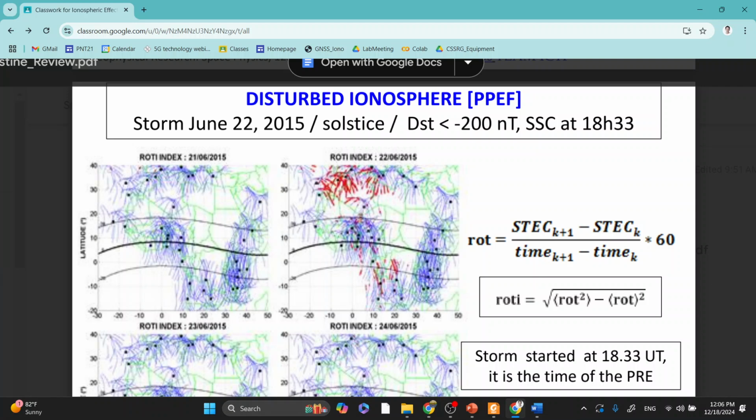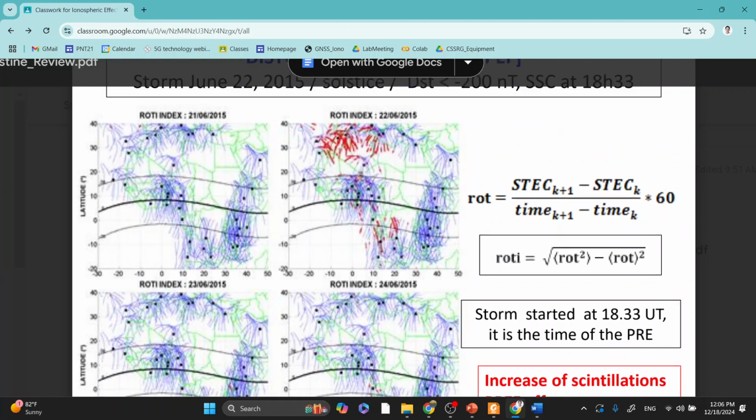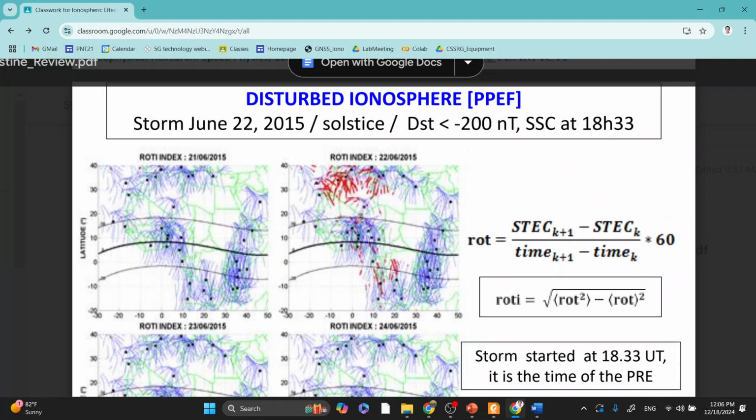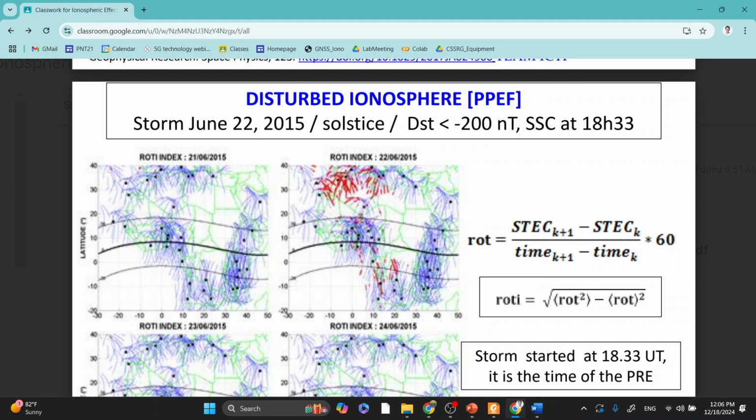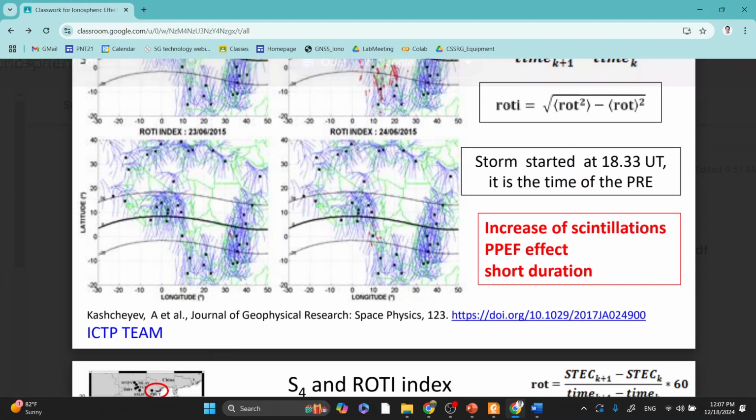Another one is PPEF. Here, she shows the work in 2015 as well. There's a storm during solstice, also very, very strong. And in this case, on 22 June, suddenly there's a big increase, a very strong enhancement of the electron density. So in this case, increased scintillation, PPEF effect, short duration.